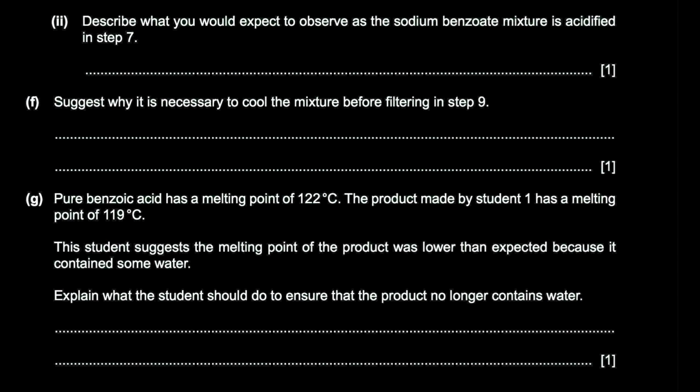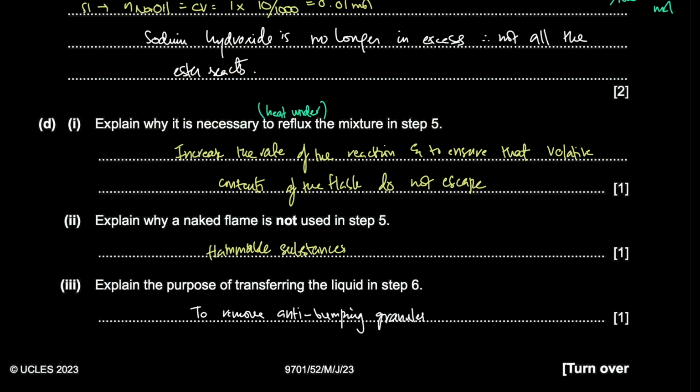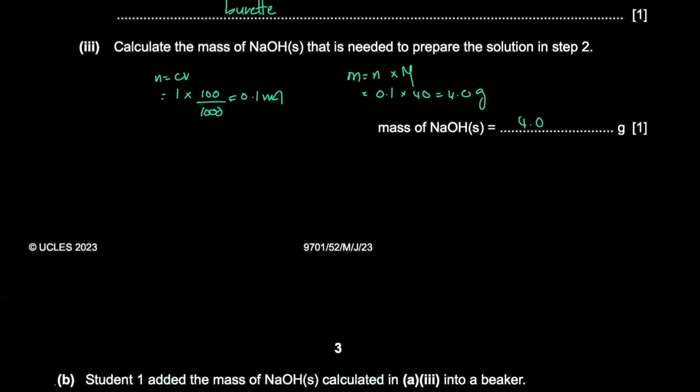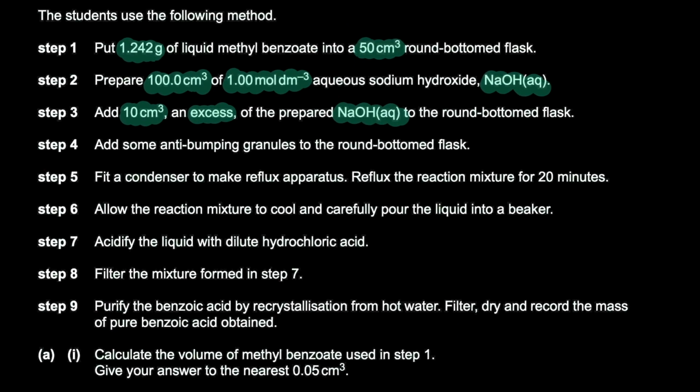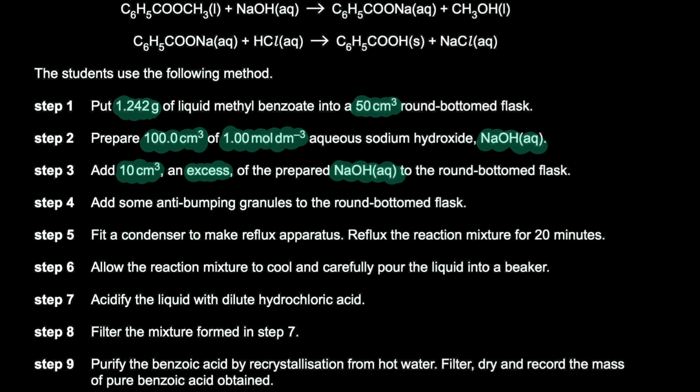Describe what you would expect to observe as the sodium benzoate mixture is acidified in step 7. Now, if we go back, in step 7 we're adding the HCl to the mixture. We had this reaction take place. We formed the salt of benzoic acid, sodium benzoate. And when the sodium benzoate reacts with HCl, we get solid benzoic acid.